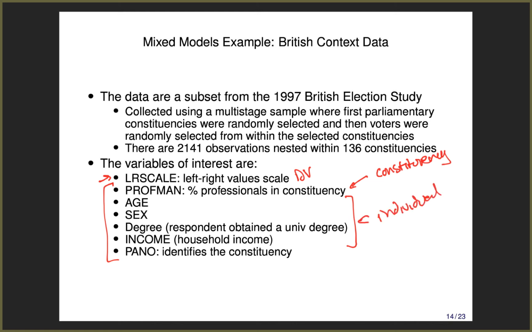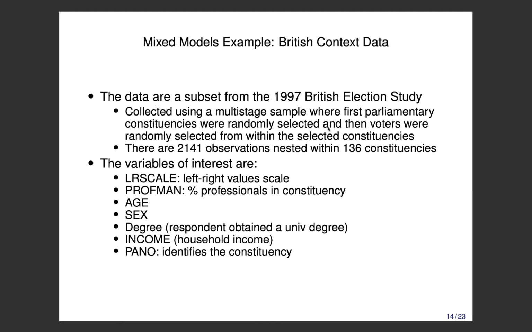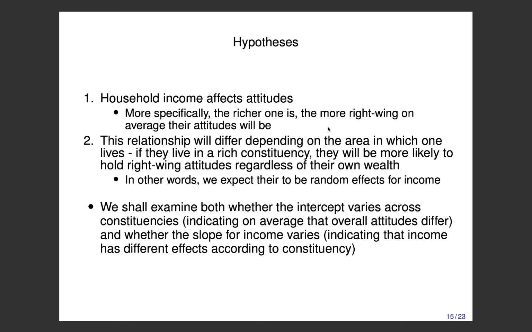That are all at the individual level, and PANO is our identifier, right? That identifies the group. So our hypotheses are these. Household income affects attitudes, so the richer one is, the more right-wing on average their attitudes will be. The relationship will differ depending on the area in which one lives. If they live in rich constituencies, they'll be more likely to hold a right-wing attitude regardless of their own wealth.